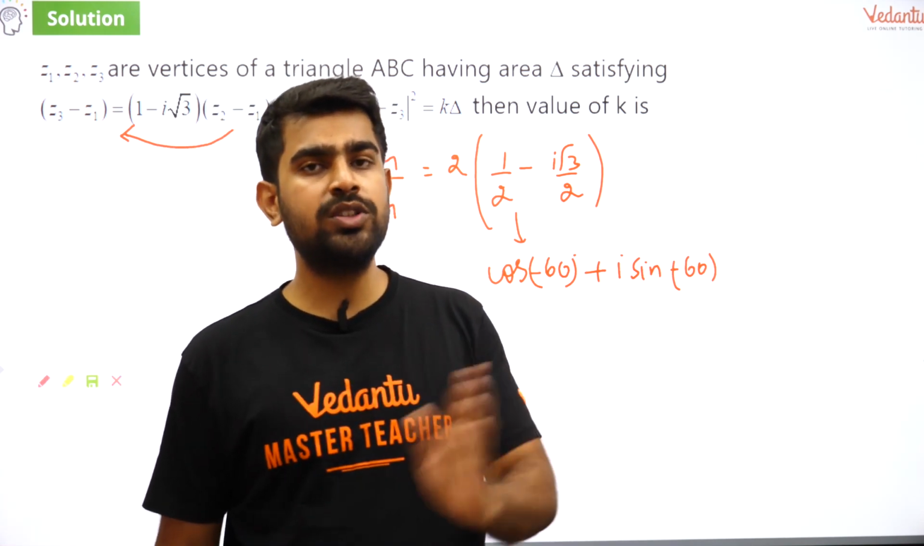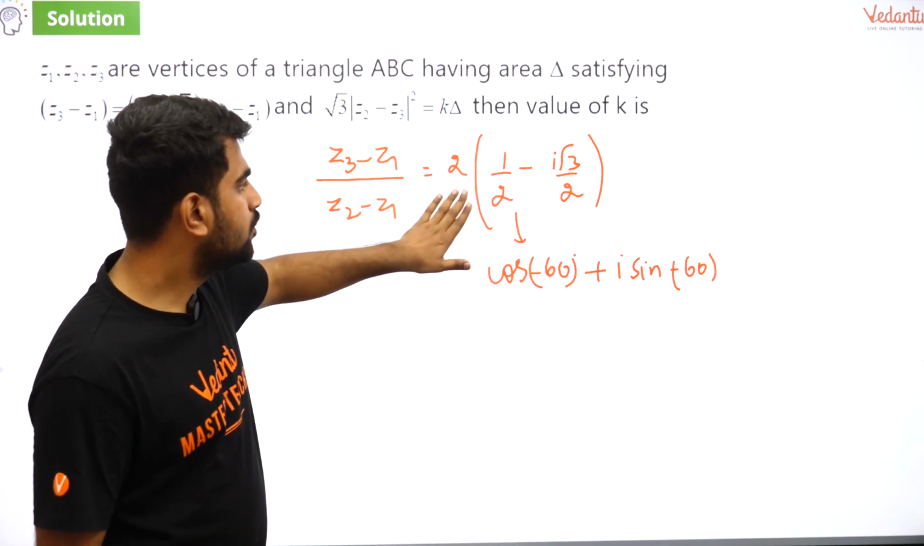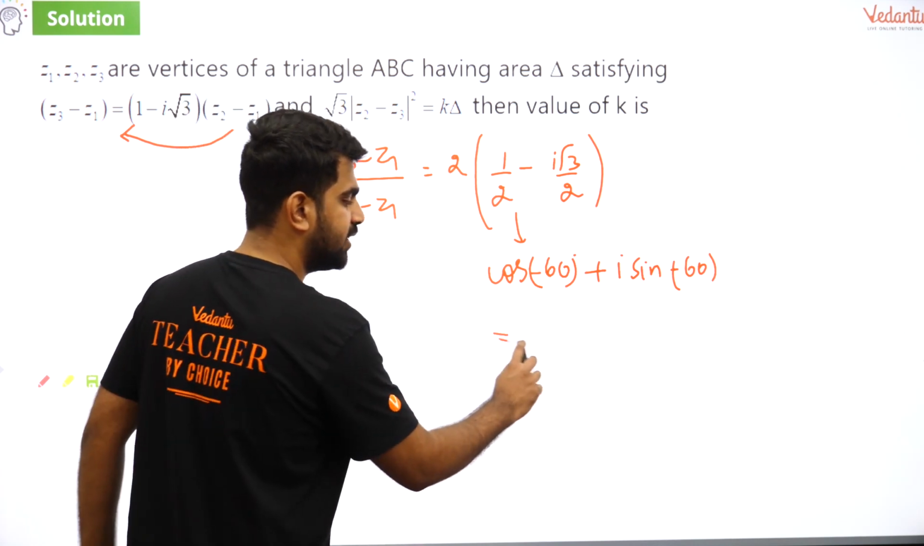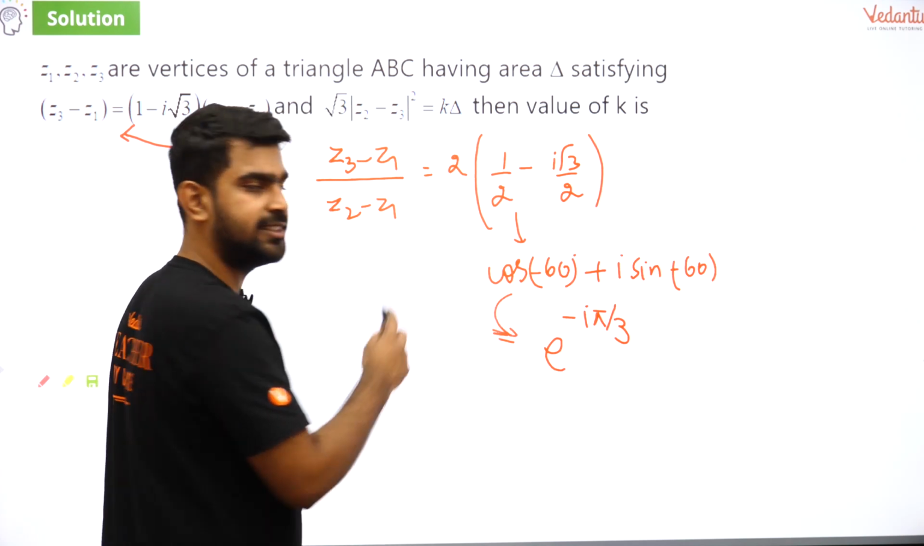And we know what is sine 60. Sine 60 is nothing but root 3 by 2. And am I getting it? Yes. So it is perfectly fine to do that. So now this thing can be written as e to the power minus i pi by 3. Is it the same?